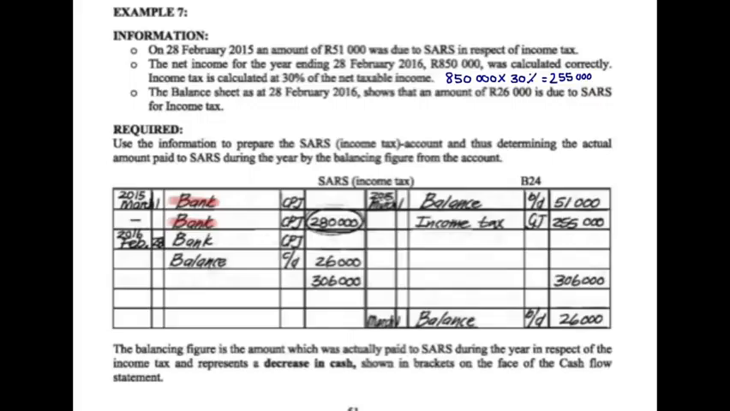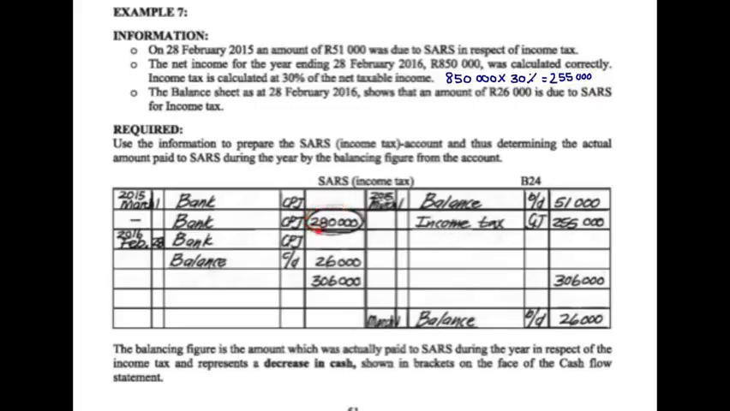Please pay attention that I have written bank 3 times. 3 times because the first part would have been to pay back the balance. The second and third one would be the first provisional payment and the second provisional payment. Is it necessary for me to have 3 separate bank amounts? No, not at all. I'm looking for the total amount paid to SARS for the year. I don't care what was paid first, second or third. So you can just have one bank amount.